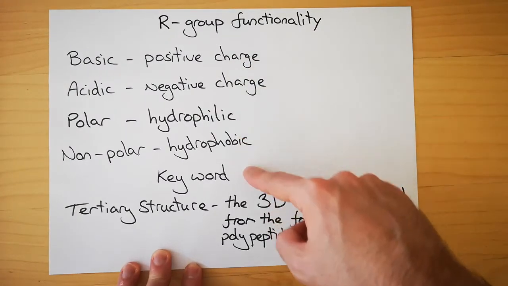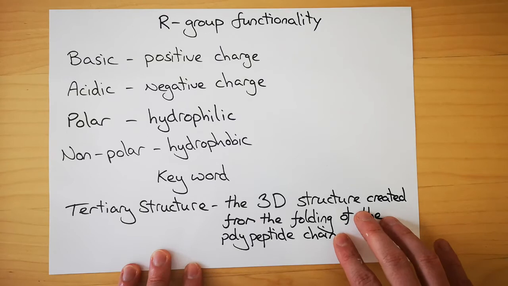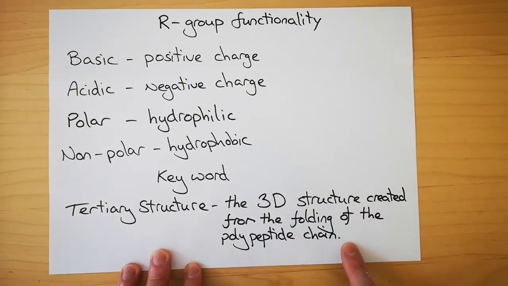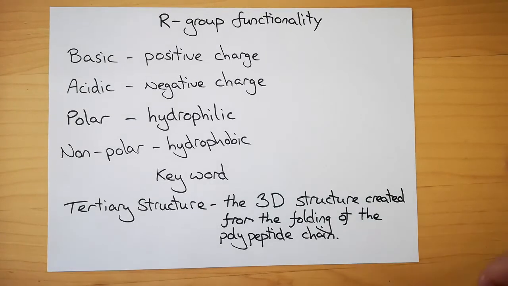These things here, along with some of the other types of bonding that we're going to speak about later on, help to form the tertiary structure. So we get these major parts that become alpha helixes and beta pleated sheets, and that then folds into a three-dimensional shape for our polypeptide. So that's just the note for the R groups and the functionality that they bring to the table.